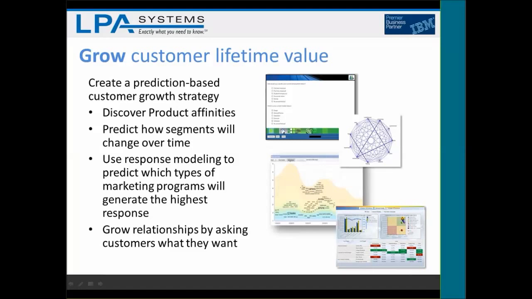Finally, you can also grow relationships by asking customers what they want. That seems so obvious, but it's amazing the number of organizations that actually don't do this. And part of the problem is the analysis of this information is burdensome. Not anymore. You've now got tools and technology that we're talking about here. SPSS survey and text analytics give you a great way to analyze this sort of information. Surveying customers to gain a better understanding of their needs and why they buy helps improve the customer growth strategy and, most importantly, maximize the customer lifetime value.